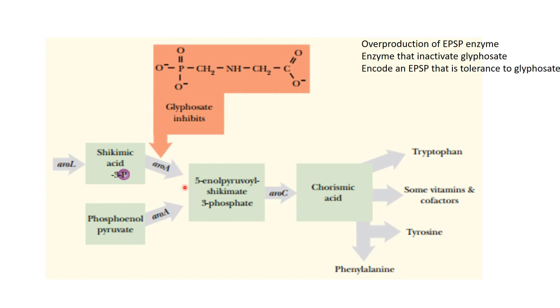नंबर वन strategy जो EPSP, that is 5-enolpyruvylshikimate-3-phosphate, इसको EPSP बोलते हैं. अब इसकी production को ज्यादा कर देंगे, overproduction of EPSP, या एक enzyme that inactivates glyphosate, या ऐसा enzyme बना देंगे जो हमारे glyphosate को, जो herbicide है उसको inactive कर दे, उसको degrade कर दे. या हम ऐसी strategy करेंगे, एक ऐसा EPSP encode करें that is tolerant to the glyphosate, या ऐसा EPSP हम synthesize करें, encode करें, जिस पे glyphosate कोई effect ही ना हो. So if we use any one of the technique, then the plant is the herbicide resistance plant.